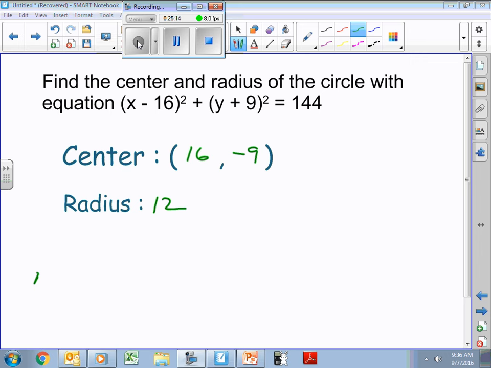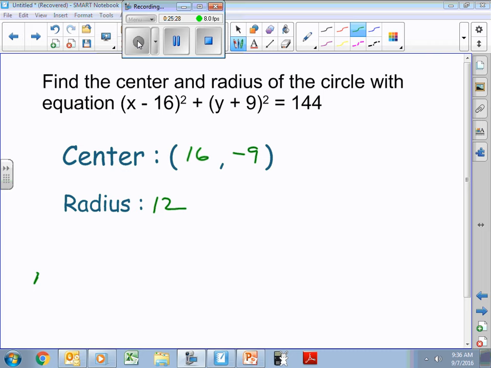Take a look. This is the part here that's supposed to fool some people. That's the part that's going to fool some people. You'll put the -16, you put the +9, they won't let you have that. When it gets in that parentheses, it's always the opposite.